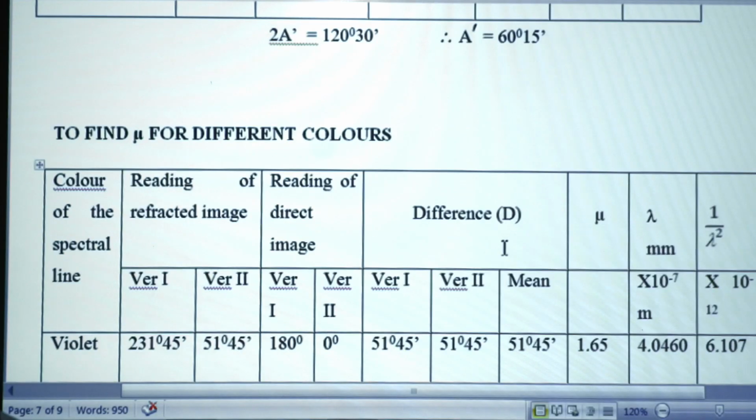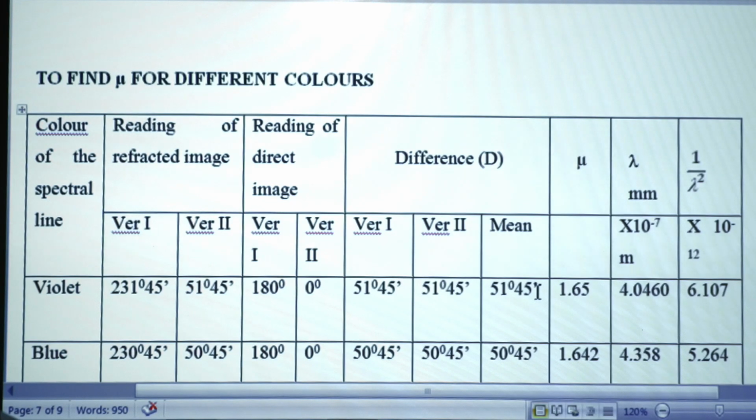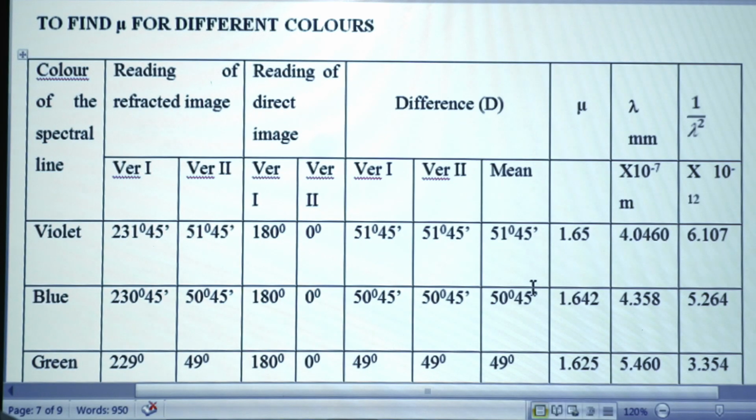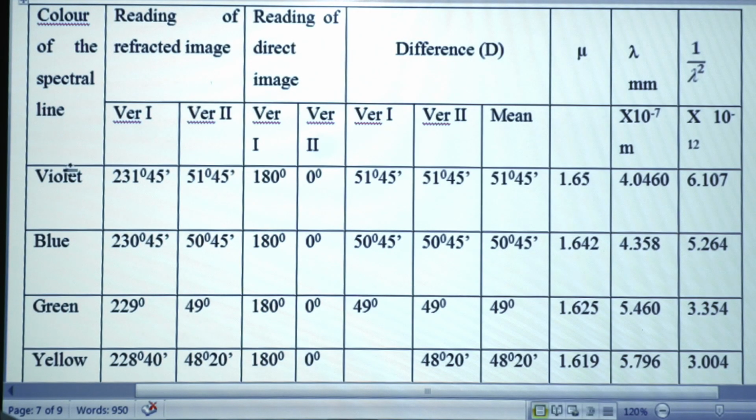Now we are finding the mu value for the different colors. Initially, we first focus on the violet line, then we take the reading of the refracted image in the minimum deviation position. We brought the violet to the minimum deviation position by rotating the Vernier table. Now Vernier 1 reads 231 degrees 45 minutes and Vernier 2 reads 51 degrees 45 minutes.